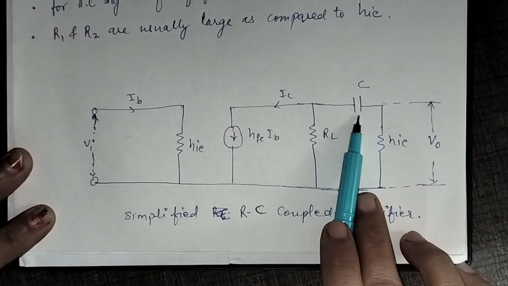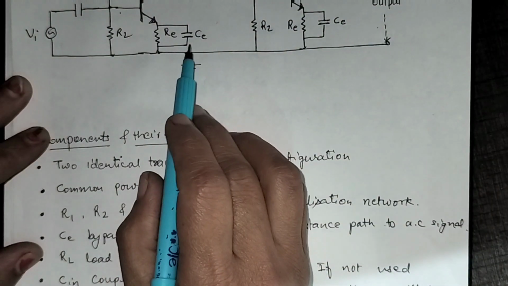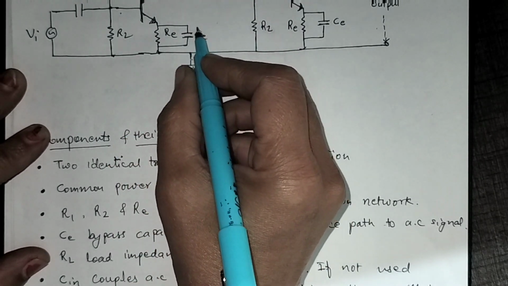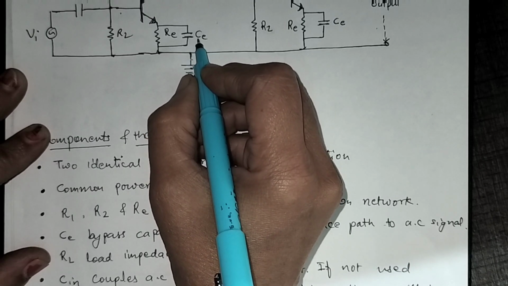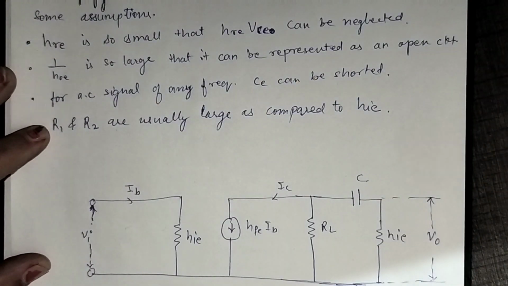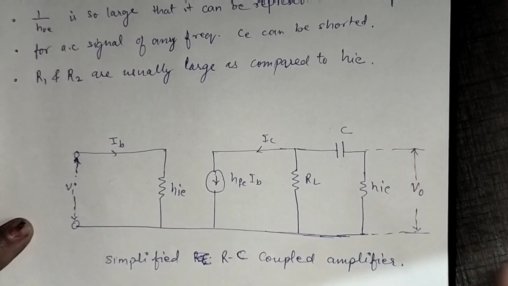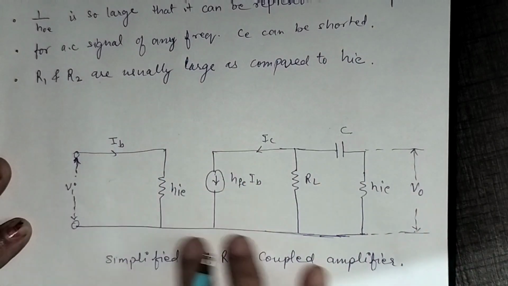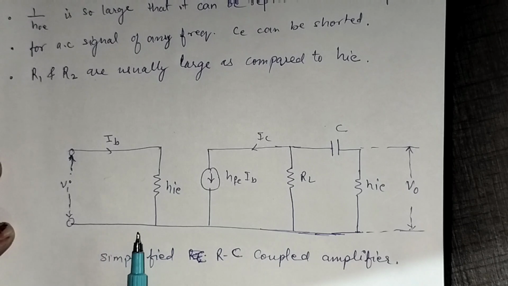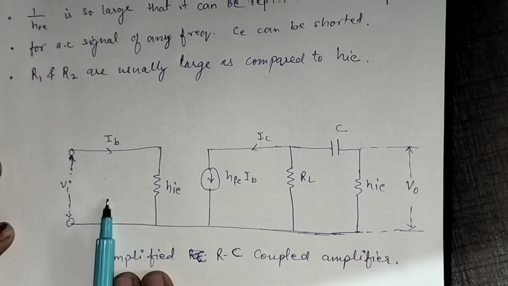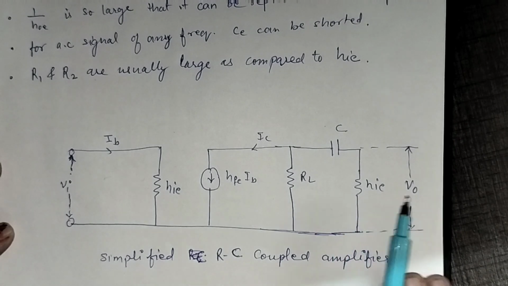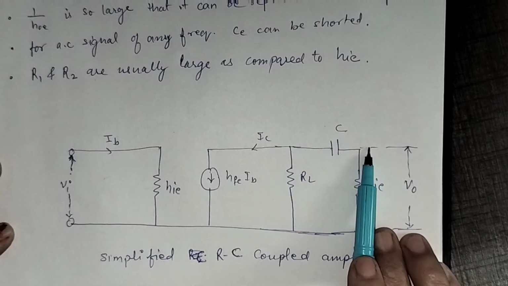Now we can see this is the coupling capacitor C. We also neglected this CE because in the AC equivalent circuit, this C provides a very low reactance path for the AC signal. So this can be termed as short circuited. So we have also neglected this in this simplified circuit. So the overall simplified circuit for the analysis is this. As the value of R1 and R2 is very high and we have removed it from here, that's why we have not included it in the next stage. Only hie is considered between the collector and the base of the next stage.